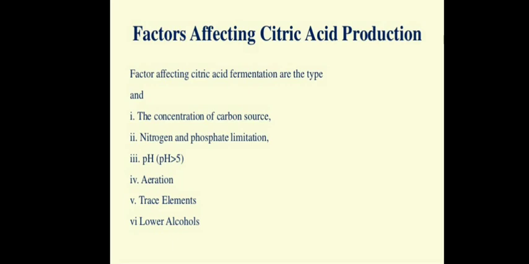Likewise, another factor is phosphorus source or the phosphate limitation. Now potassium dihydrogen phosphate is generally the most suitable phosphorus source utilized for the citric acid production. The phosphorus concentration used here is near about 0.5 to 5 grams per liter. Generally, a low level of phosphate is more favorable for the citric acid production.